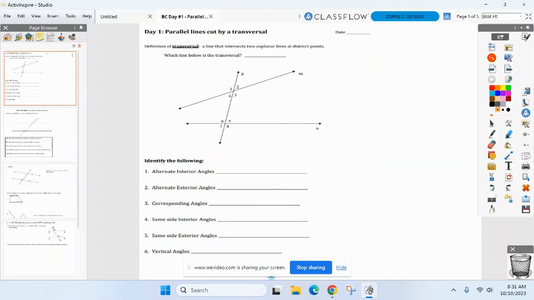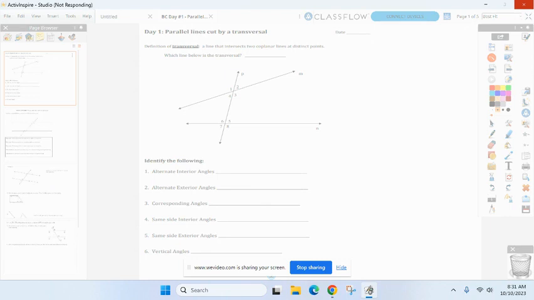Vocabulary term for you guys here. When I have two lines that are cut by a single line, all right? Everyone see line P? It cuts both M and N in two spots. That line P's got a special name. The line that cuts two other lines in two spots, it's called the transversal. Okay, so that's line P for us here.